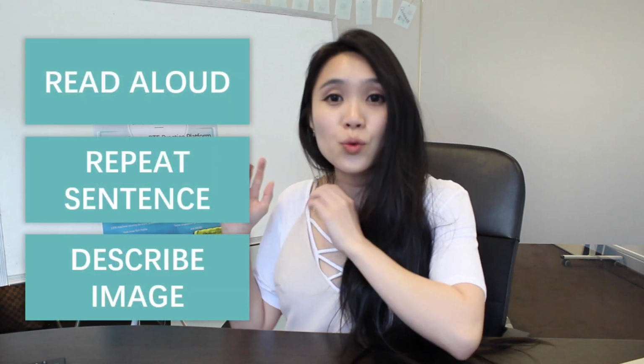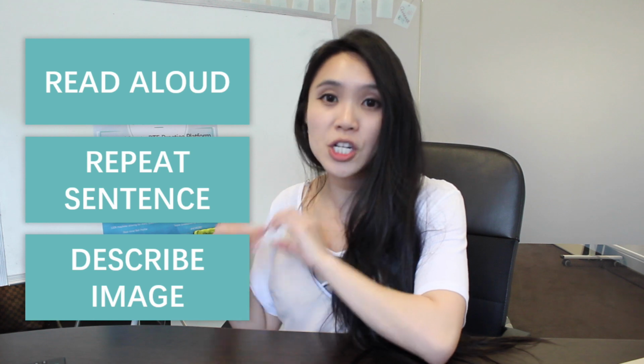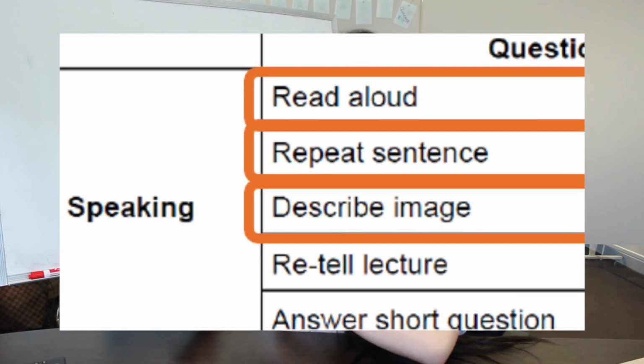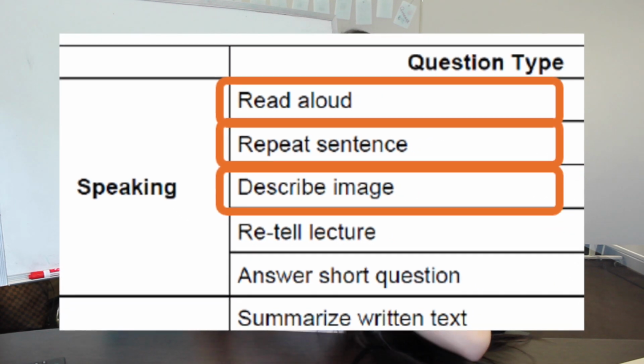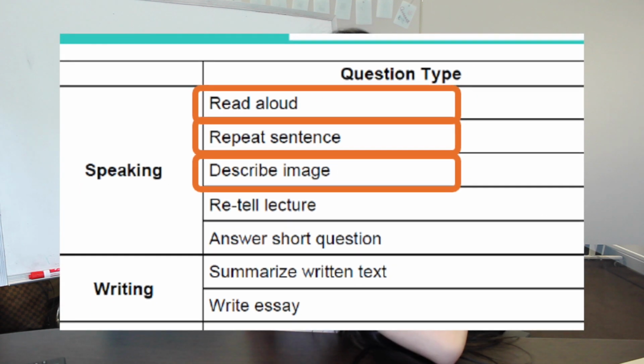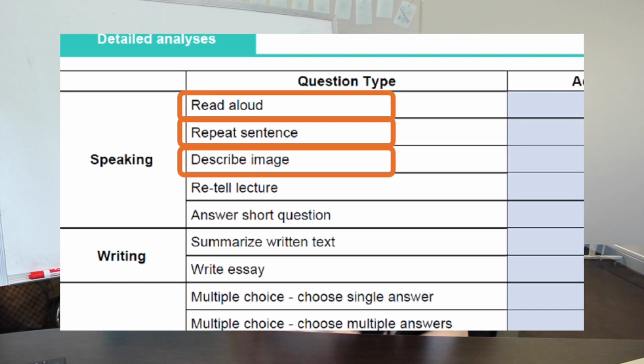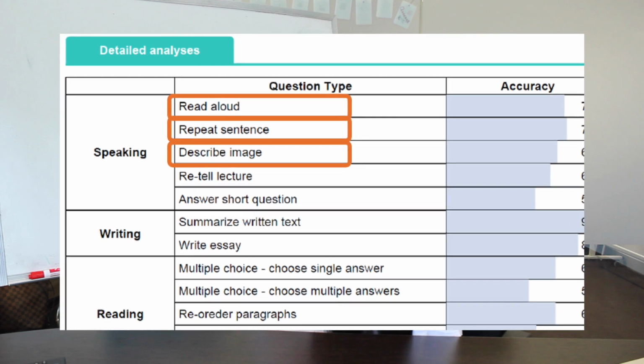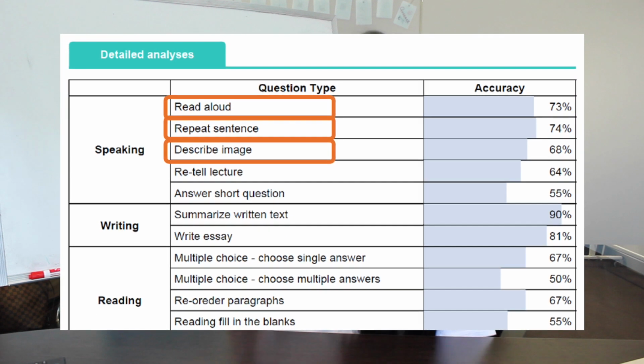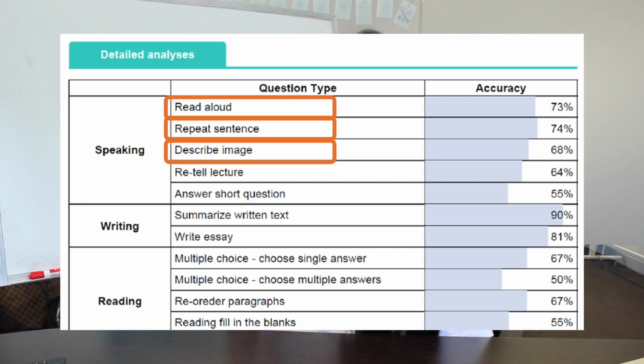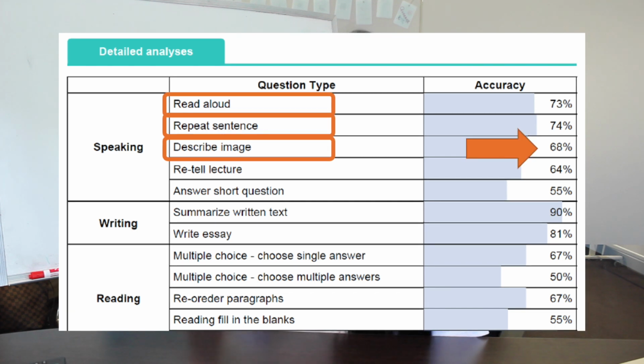For example, with speaking, repeat sentence, read aloud, and describe image have the most weight. So you really want to be raising them as much as possible to around 78 to 82% if you're aiming for 79. And for the student, you can see they're pretty close already for repeat sentence and read aloud, but they will really need to practice more of their described image as well.